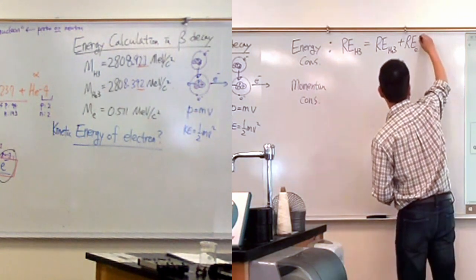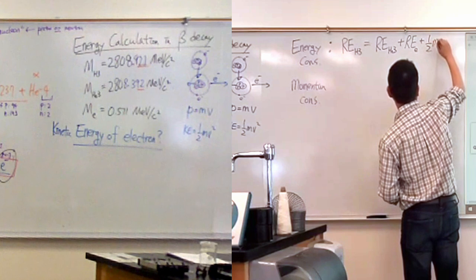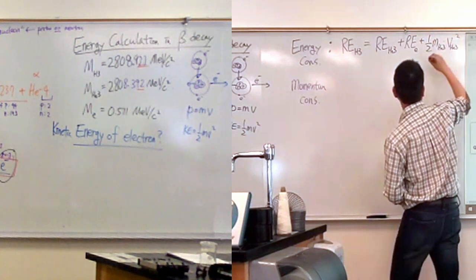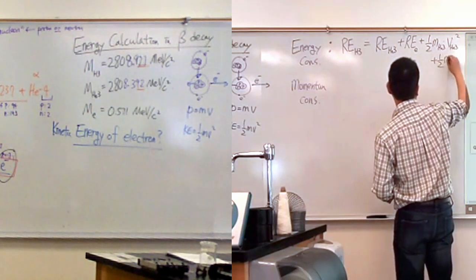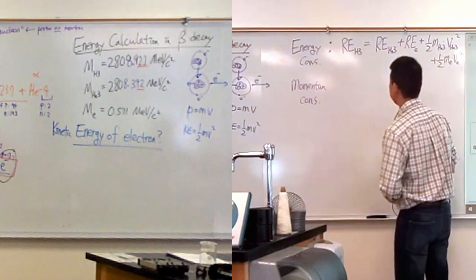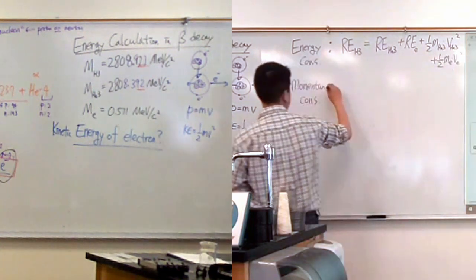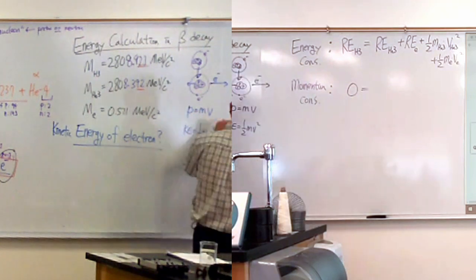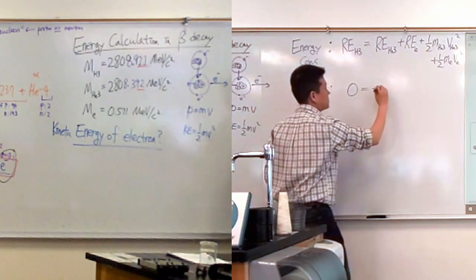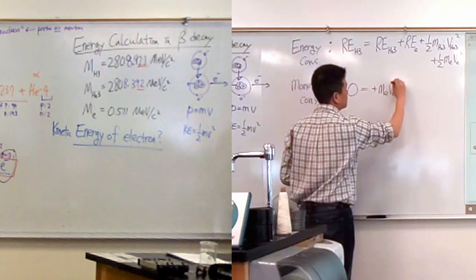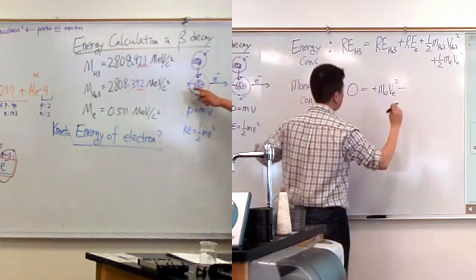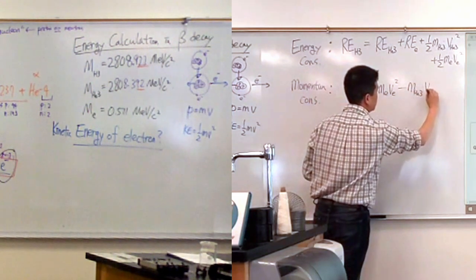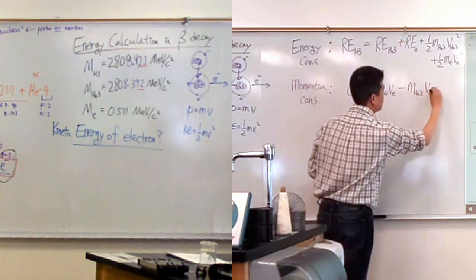So that would be plus 1/2 mass of helium-3 times velocity of helium-3 squared, plus 1/2 mass of the electron times velocity of the electron squared. Okay, conservation of momentum. My initial momentum is 0, and my final momentum, let's say the electron goes to the right, so it's plus mass of the electron times velocity of the electron, minus the momentum of helium-3, mass of helium-3 times velocity of helium-3. Squared, not squared, yeah.